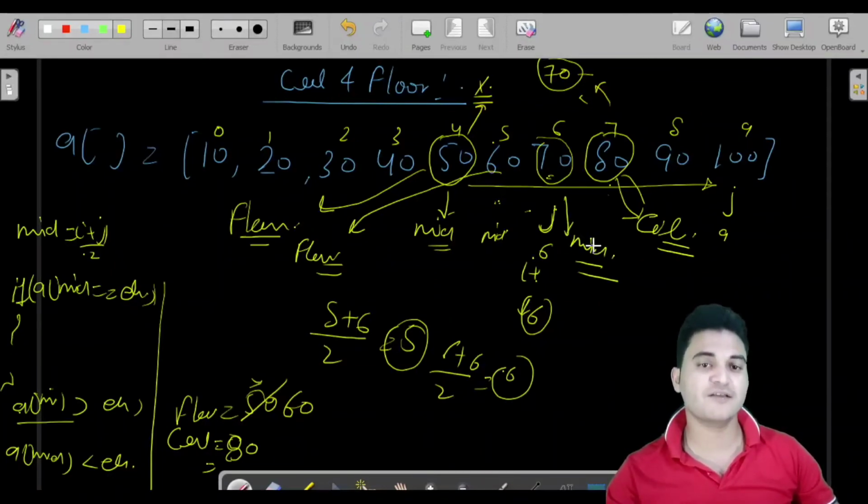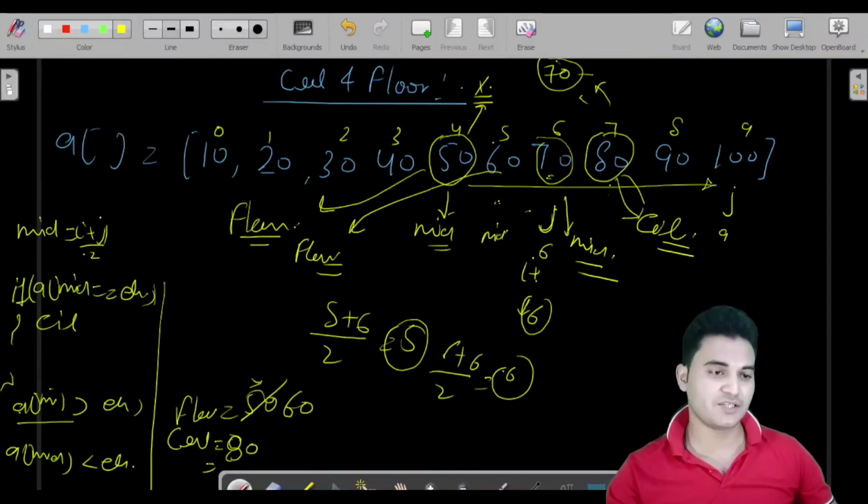We would check if A of mid, which is 70, is equal to 70. Yes, it is. That means we got our element. And so if this is the case for 70, then that means 70 is the ceil and 70 is the floor. Fine. So we would initialize ceil as 70 and floor is also 70.